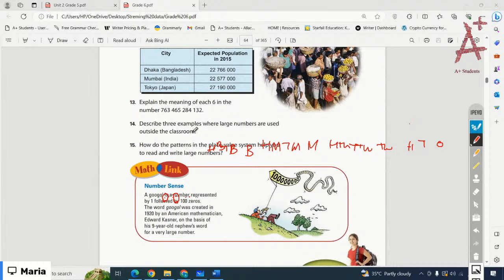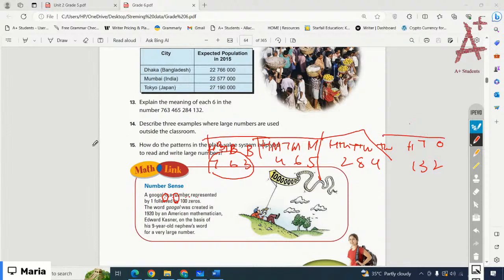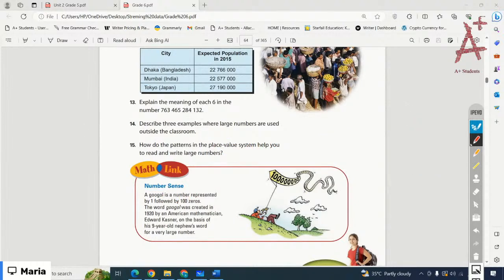Reading the number is very easy, right? It would be 763,465,284,132. How do I read the number? 763 billion, 465 million, 284 thousand, and this is the group of the thousands, this is the group of the millions, this is the group of the billions, and that would be the ones. So because of this place value chart, reading numbers is very easy, right? So patterns help us to read the numbers easily. Okay, I think we are done with the lesson.